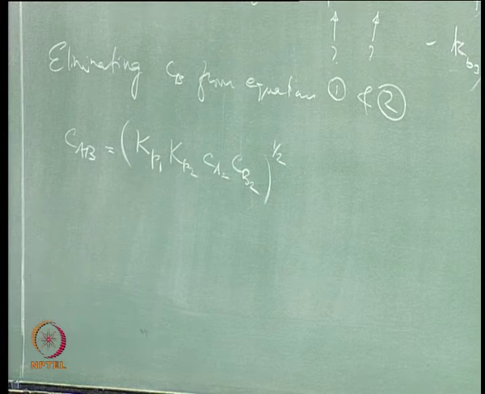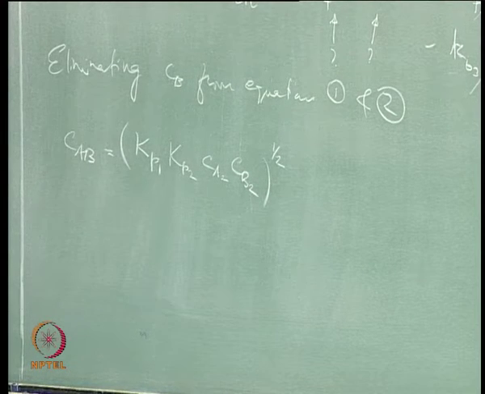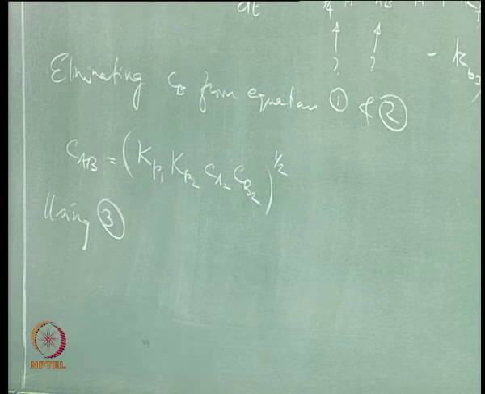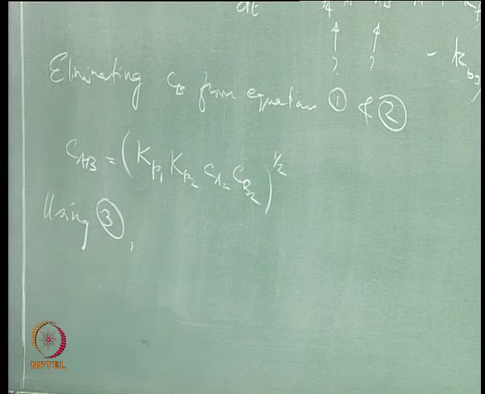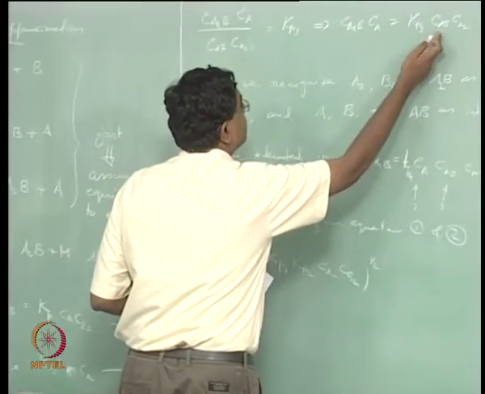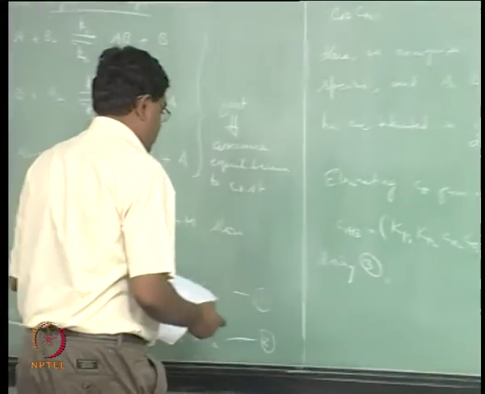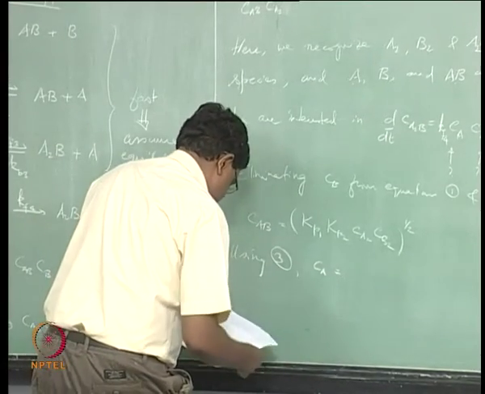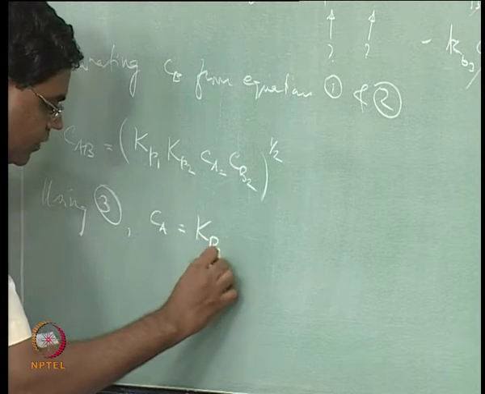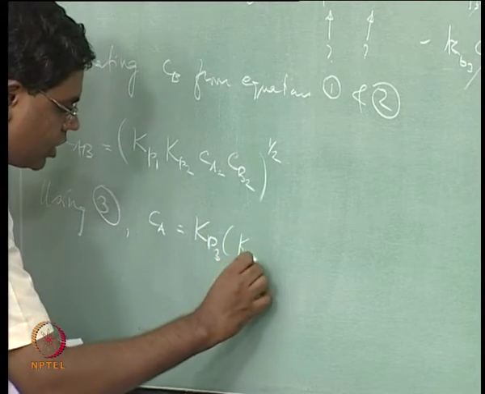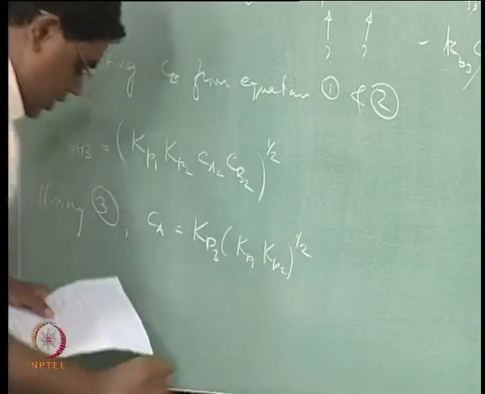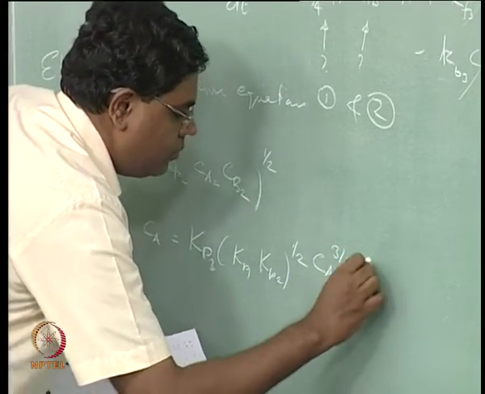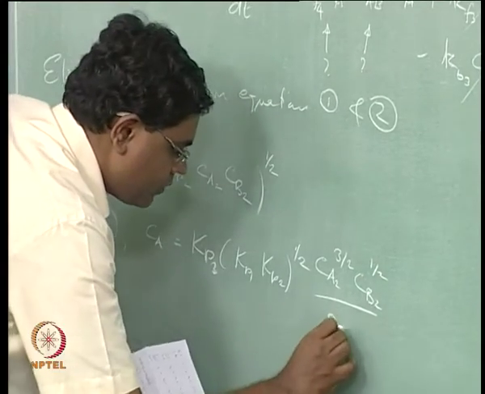Then, using 3, so we've used equations 1 and 2. Let's go to the third equation. There is a C_A sitting there, and AB is something there, so we can plug this expression there, and so we can find C_A equal to, I'm just giving the final answer: K_P3, K_P1, K_P2 to the half, C_A2 to the 3/2, C_B2 to the half, divided by C_A2B.